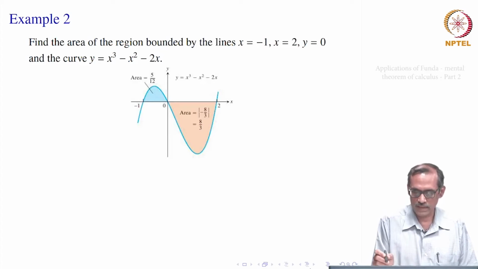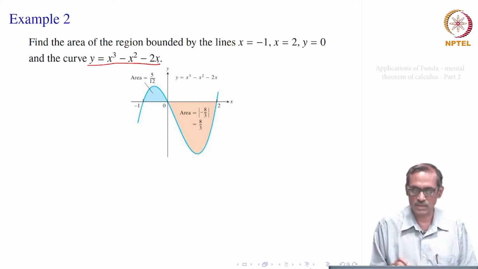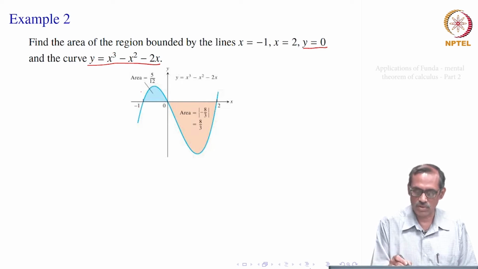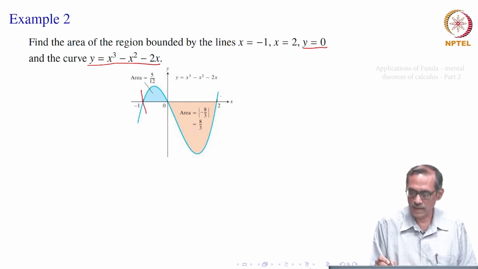Here is a slightly different one, not exactly sin x, but something similar. y equal to x cubed minus x square minus 2x is the curve, and we want to find the region bounded by this curve, then the x axis, which is y equal to 0, and the lines x equal to minus 1 and x equal to 2.